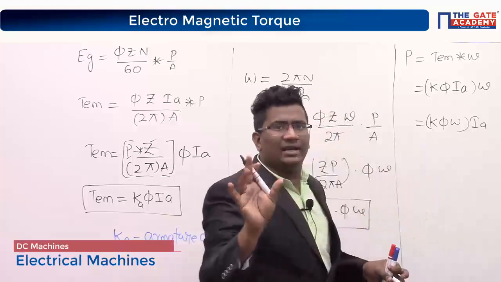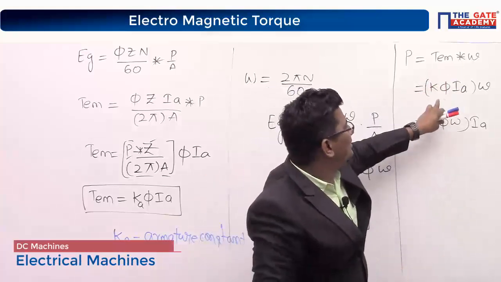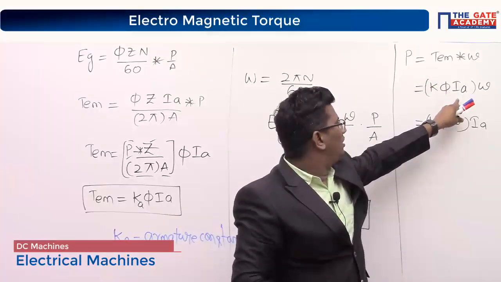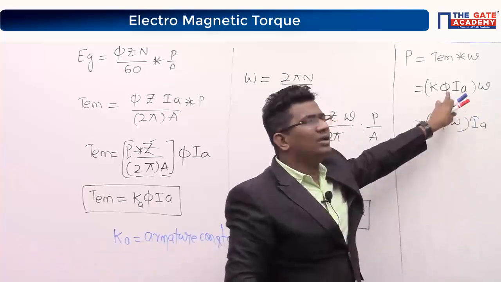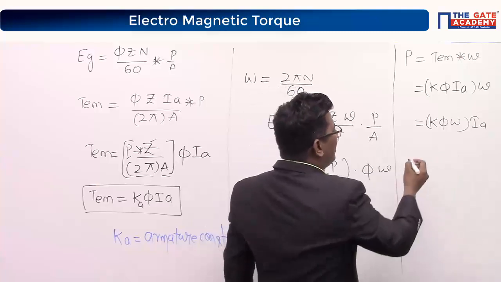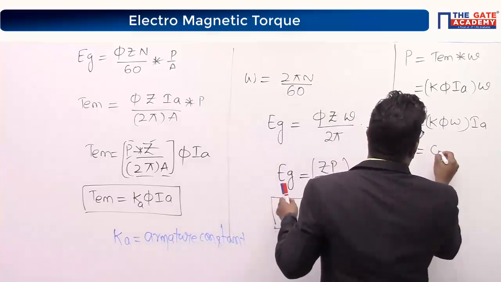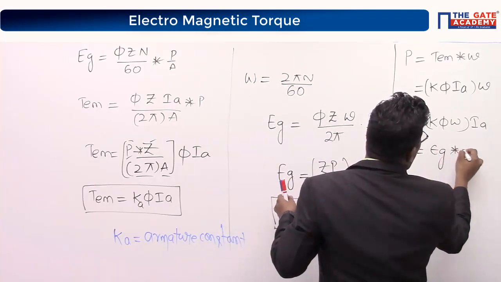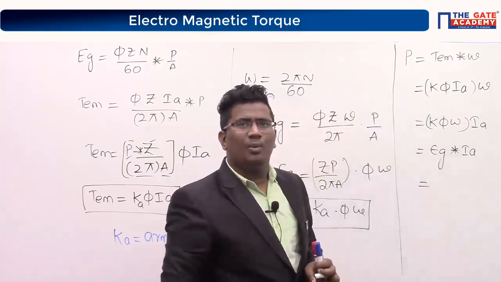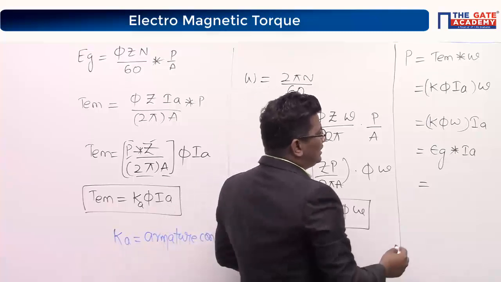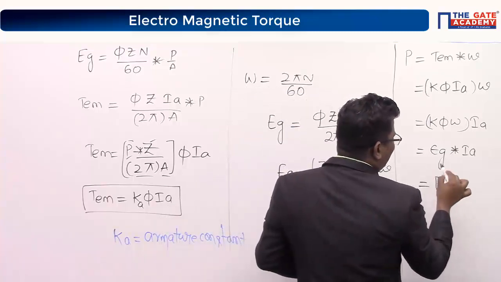See, I didn't write any new thing. Electromagnetic torque is nothing but K into phi into Ia, which I am rearranging. K, phi, omega I am taking separately, and Ia. What is K into phi into omega? Eg, right? Eg into Ia. Eg into Ia is called power only, right?